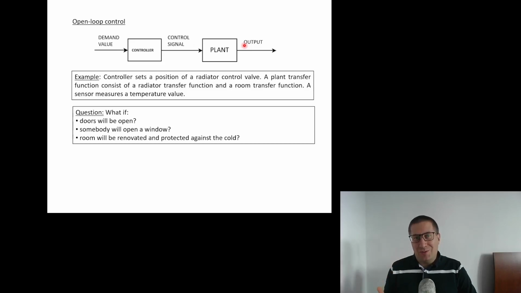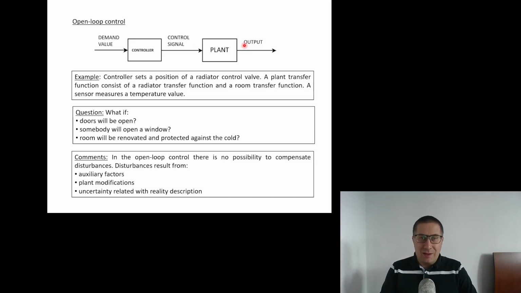What can we do to compensate those disturbances? You can think of this. I will just mention that generally those disturbances result from some auxiliary factors, some plant modifications as well, right? Or the uncertainty related with the reality description, right? So this model, this is our description of the reality, it's not 100% accurate. There is some error, right? And of course, this error cannot be compensated in such an architecture.